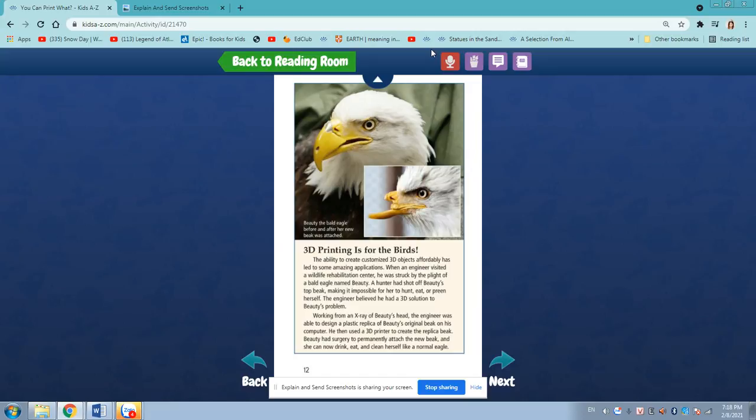Working from an x-ray of Beauty's head, the engineer was able to design a plastic replica of Beauty's original beak on his computer. He then used a 3D printer to create the replica beak. Beauty had surgery to permanently attach the new beak, and she can now drink, eat, and clean herself like a normal eagle.